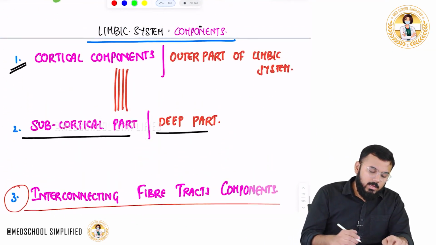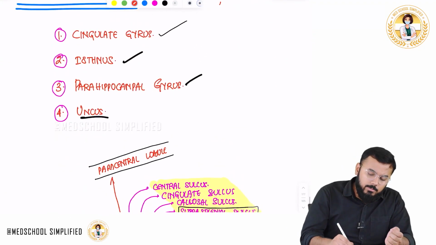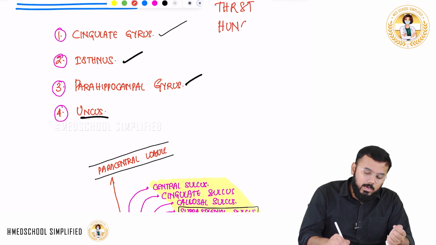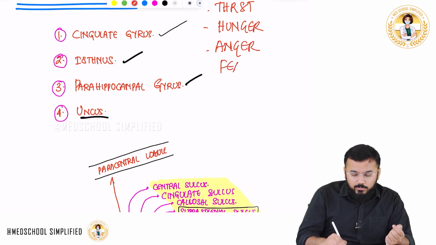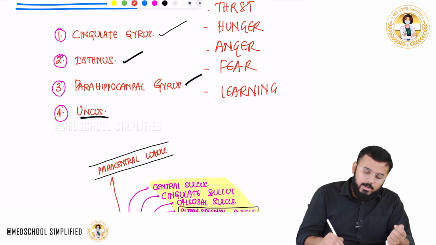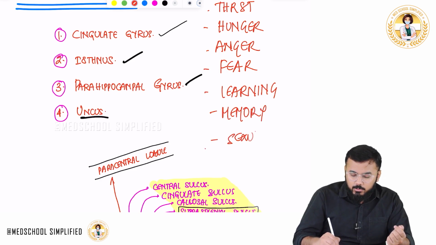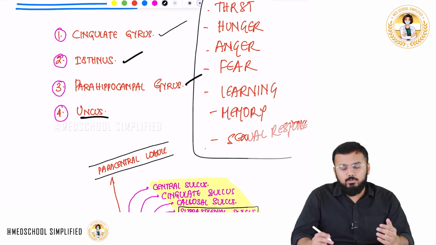And apart from this, let me write down a few functions of the limbic system which are important for you to know. For example, the limbic system is responsible for thirst. The limbic system is also responsible for hunger. It is also responsible for anger. These are some of the vague functions which I am writing. In detail you will study in physiology. It is also responsible for fear. It is responsible for learning. And it is responsible for memory. And it is also responsible for the sexual responses. So these are the functions of the limbic system, right?